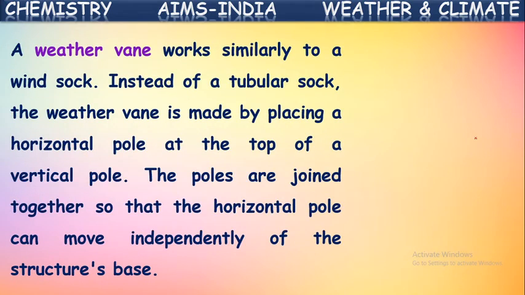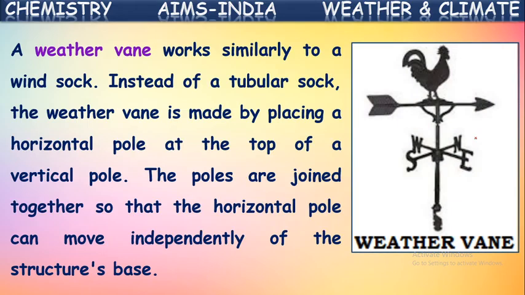A wind vane works similar to a wind sock. Instead of a tubular sock, the weather vane is made by placing a horizontal pole at the top of a vertical pole. Yes, instead of using a tubular sock, if we use a horizontal pole on the vertical pole, then it gives a weather vane. See here, a vertical pole is taken. On the top of this vertical pole, a horizontal pole is fixed.